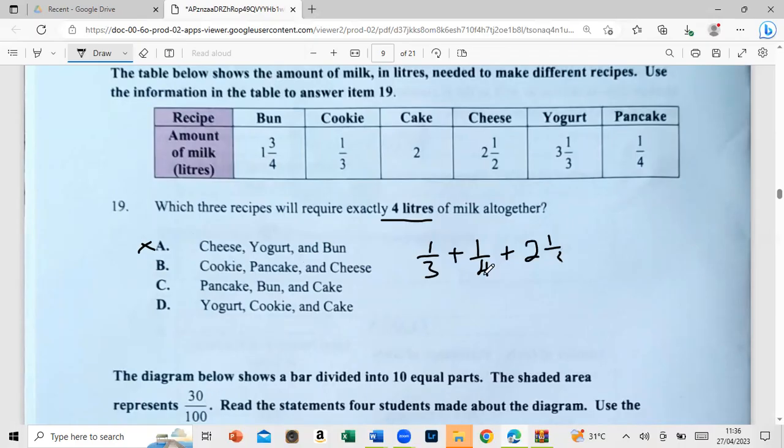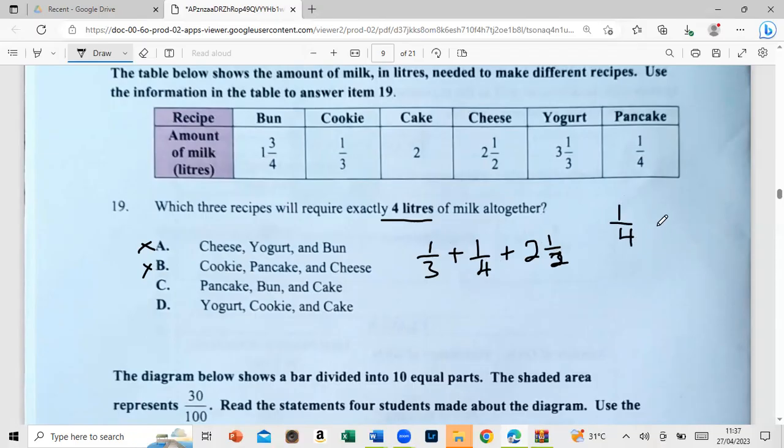Let's see if this adds up together. All right, so we have 1/3. This is what? 2 1/3. Oh, cheese, 2.5. This should be a half. That's not going to give us it. This is going to give us 2/10. No, this is not going to give us it. So we can eliminate this one. Pancake. So pancake is what? 1/4. So this is C.